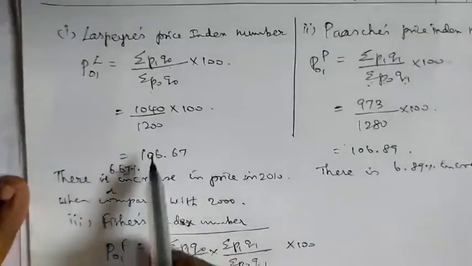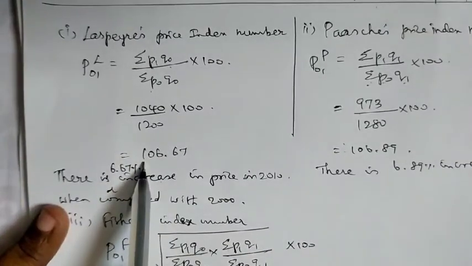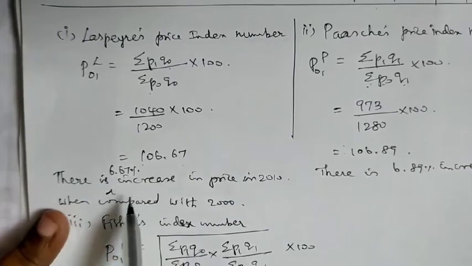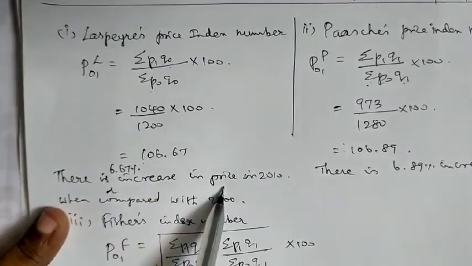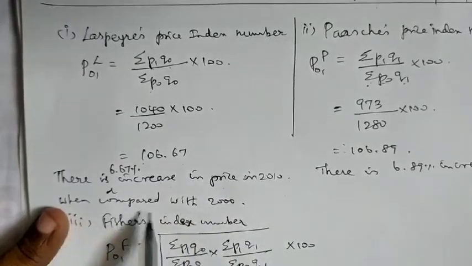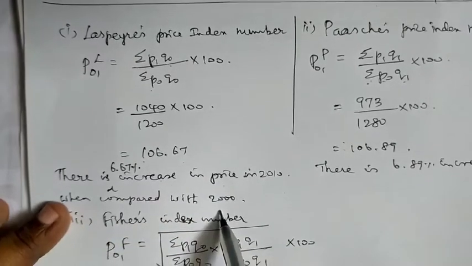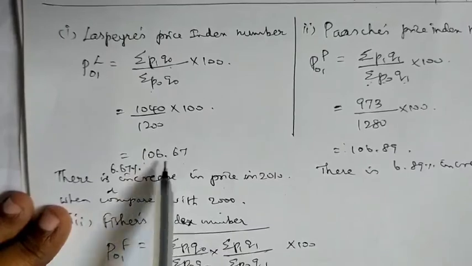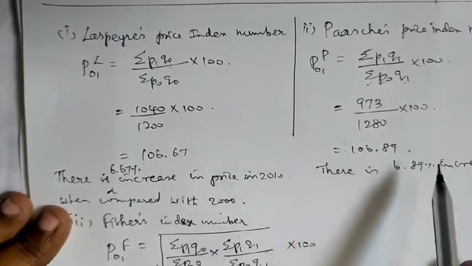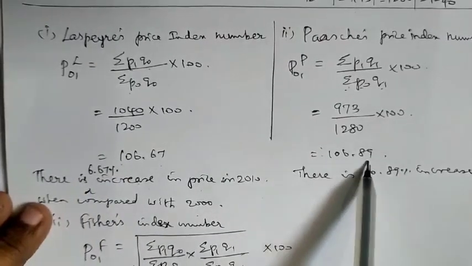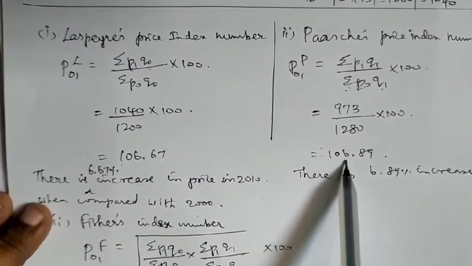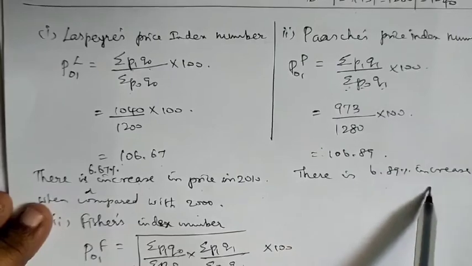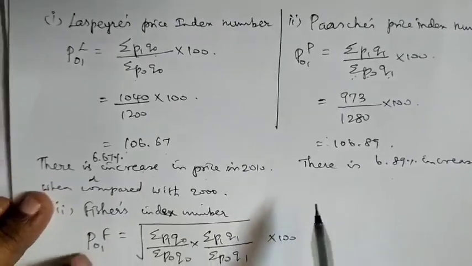See, after using Calci we receive the answer for Laspeyres: 106.67. You must write the conclusion like this: there is a 6.67 increase in the price in the year 2010 when compared with the year 2000. Okay, if you subtract 100 from this, you will get 6.67. Similarly, Paasche's answer is 106.89. You should write the conclusion again: if you subtract 100, 6.89 is the increase. You should write the entire sentence.